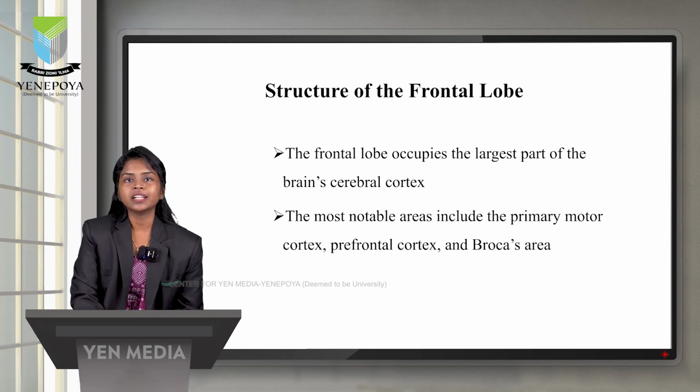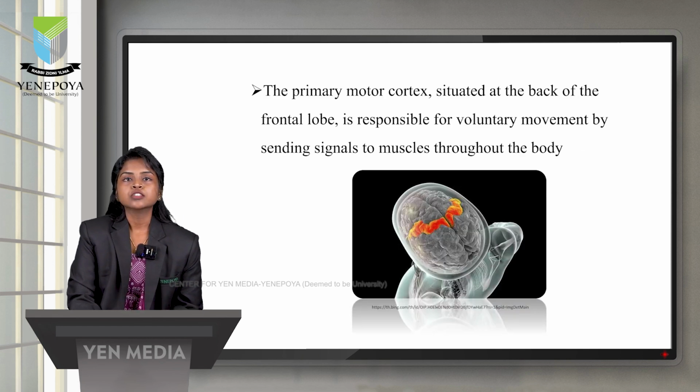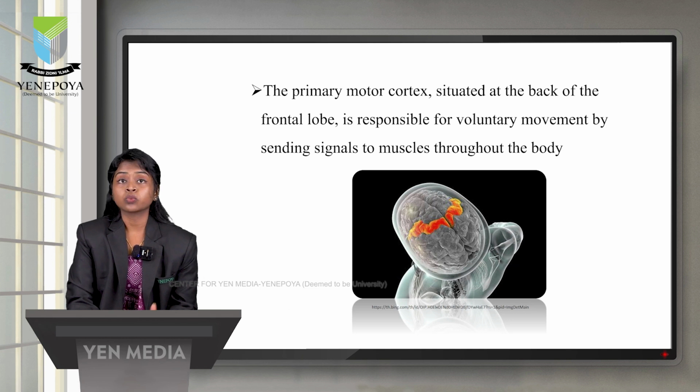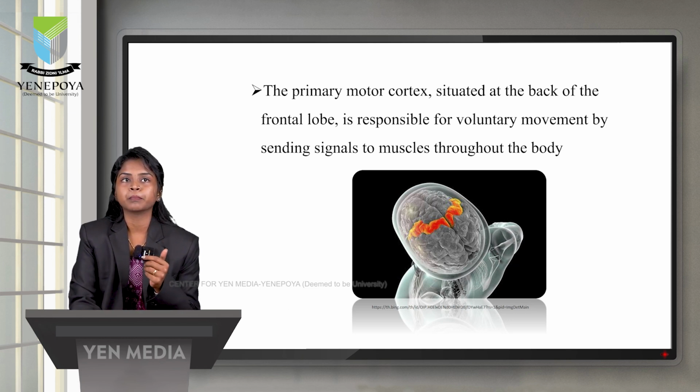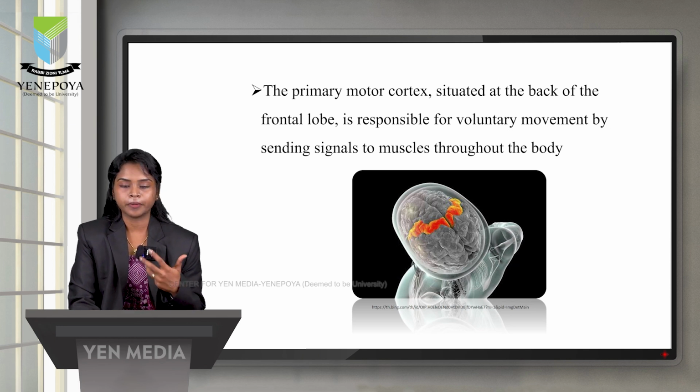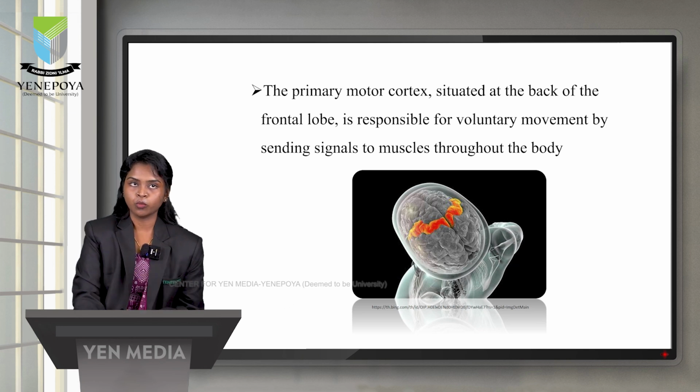The most notable areas include the primary motor cortex, prefrontal cortex and Broca's area. The primary motor cortex, as you can visualize in this image, is situated at the back of the frontal lobe and is mostly responsible for voluntary movements. Voluntary movement means the things which are automatically optimized in our body, for example heart rate and the function of the lungs.